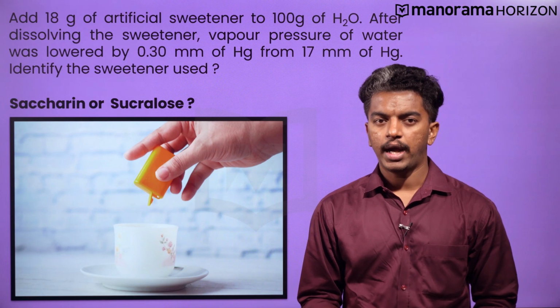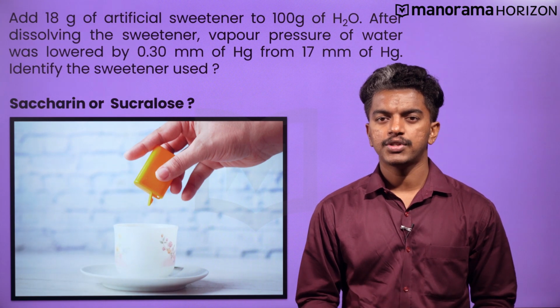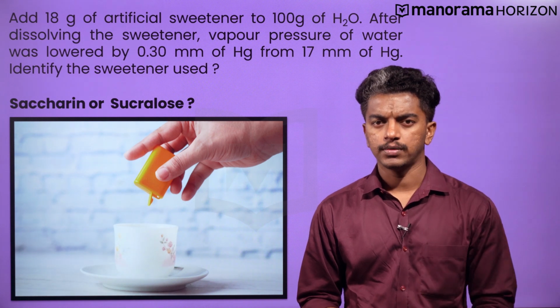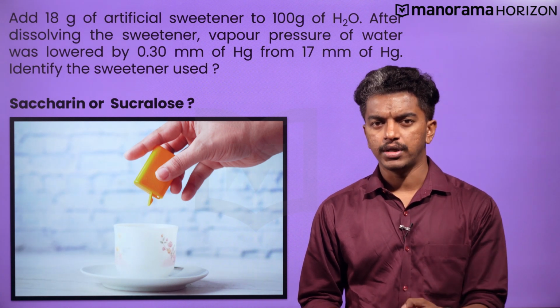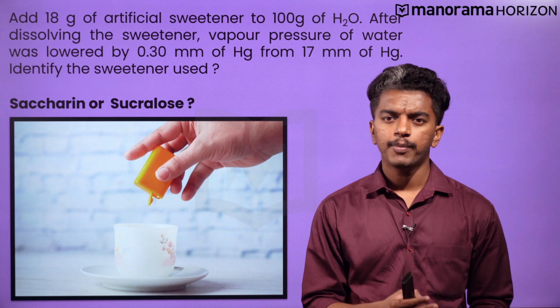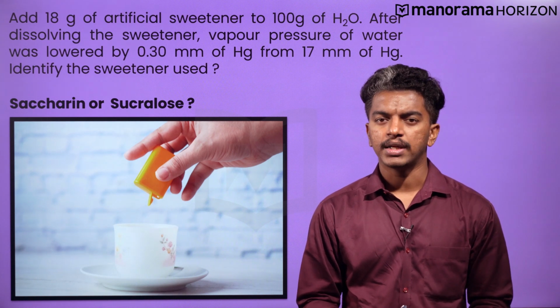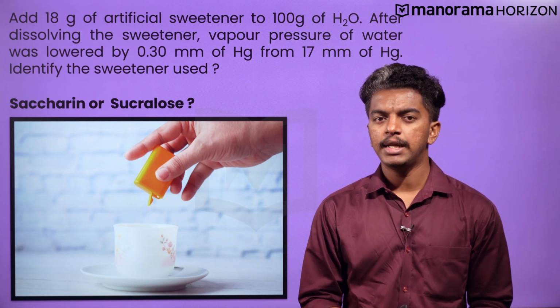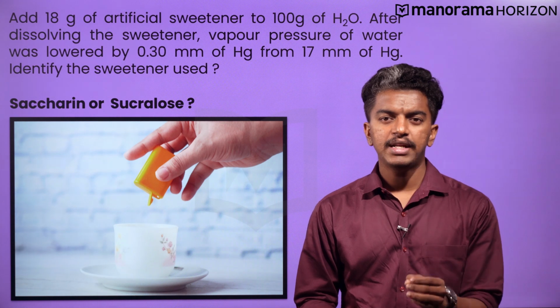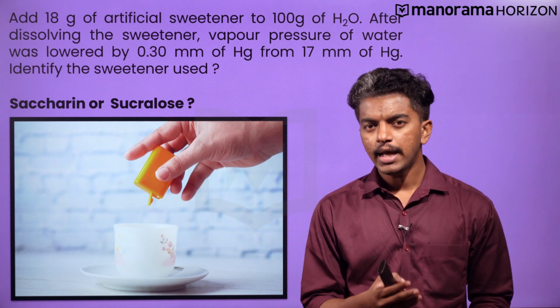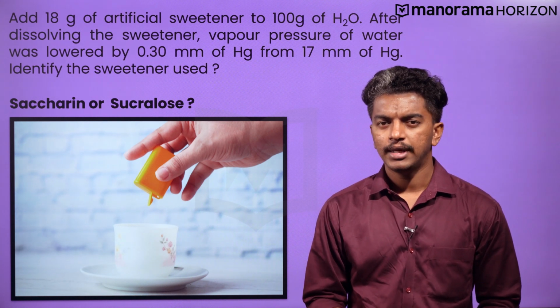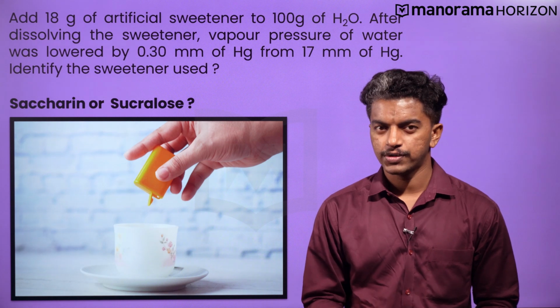A student was asked to add about 18 gram of artificial sweetener to 100 gram of water. After dissolving the sweetener, it was observed that the vapor pressure of the water was lowered by 0.300 millimeter of mercury from 17 millimeter of mercury. Can you identify the sweetener used? Is it saccharin or sucralose?